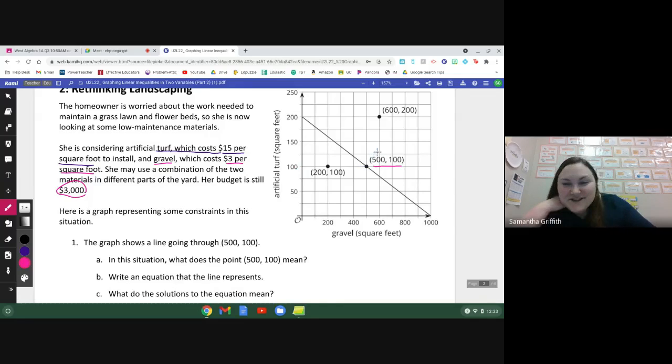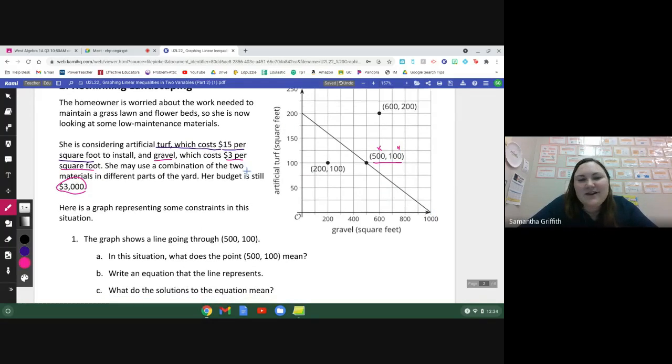And you're doing a good job of reminding us that first number is that X, so it represents the gravel, and then that second number is your Y, so it's representing the turf there. So we know what 500 and 100 means. Looking at this line here, let's write an equation for this line, just like how earlier we had an equation. You could use the graph, you could use the information here in this paragraph. What would that equation look like?